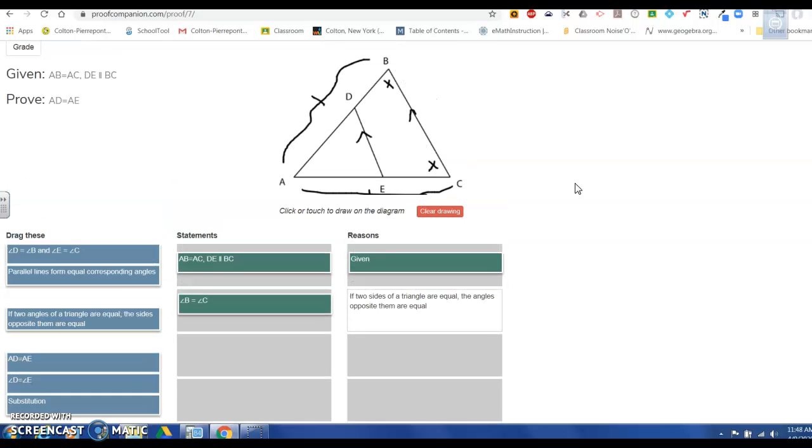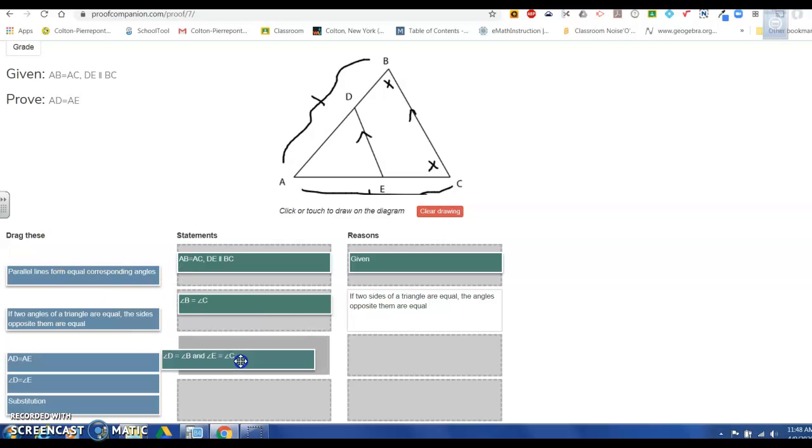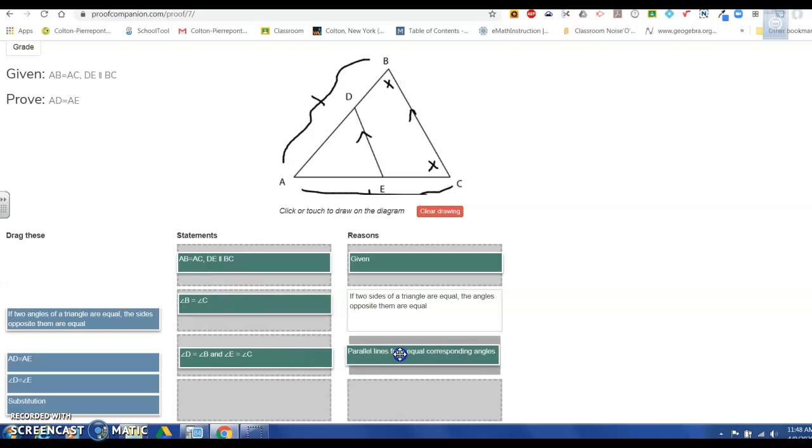So if we have D is equal to B and E is equal to C, if lines are parallel, is that not true? These two angles right here? Yeah, let's put that in there. Now, why do we know that? Because it came from parallel. Parallel lines form equal corresponding angles. So D is congruent to B. These two angles right here are congruent. And E is congruent to C. Those two angles right there are congruent.